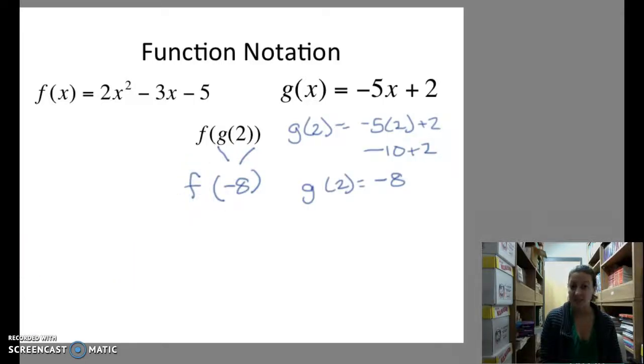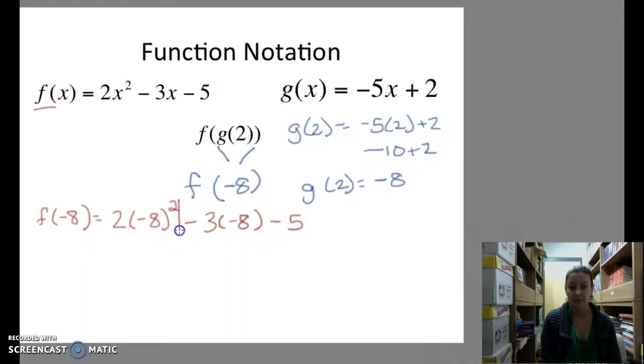Now, we're going to take that value and plug it into our f function, right? We just took the output. That's the input for the other guy. Working one step at a time. So f at -8 is going to equal 2 times -8, the parentheses are key, squared minus 3 times -8 minus 5. That's touching the parentheses, so it's the parentheses repeated twice. So 2 times 64 minus 3 times -8 minus 5.